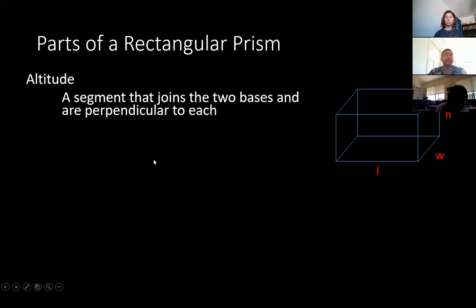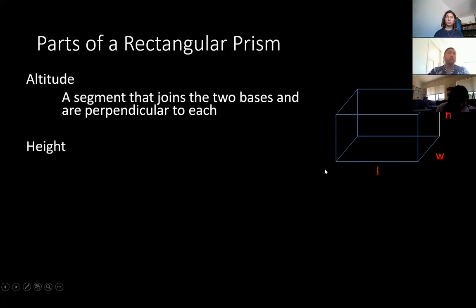We talk about this altitude as joined between two bases perpendicularly. Perpendicularly meet two bases. That's your altitude, which is right here. This is your altitude. This is your altitude. Also your altitude. So you have four of them. Yes, that's true. You have four of them. So I highlight this one, just stay away from these two lines. I highlight it. That's your altitude.